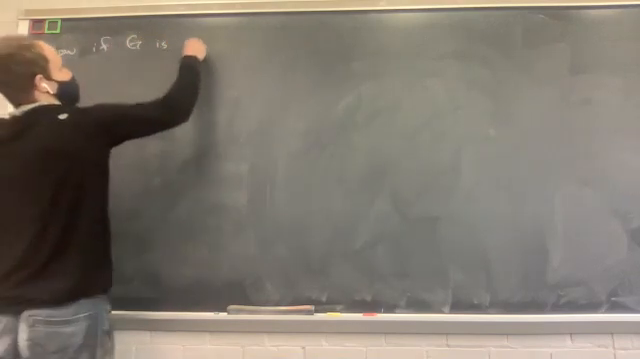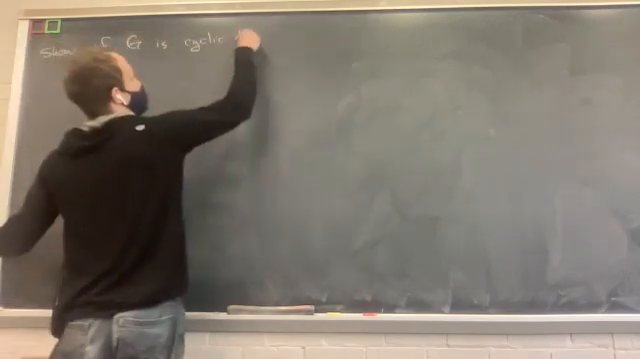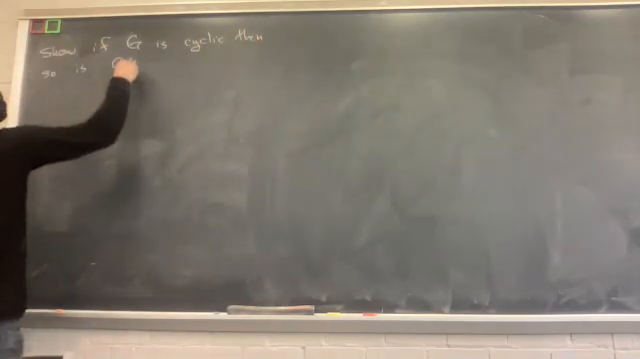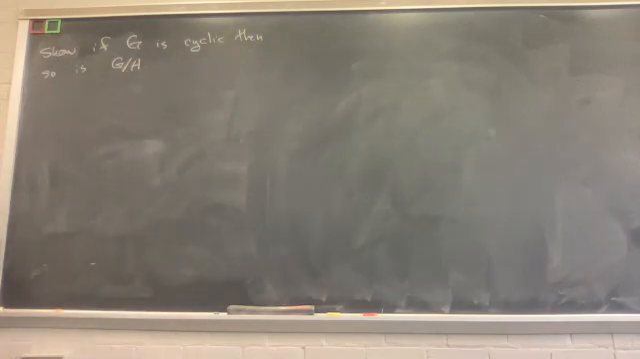Okay, so this thing says if something is cyclic, then something else is cyclic, right? So if G is cyclic, then G mod H is also cyclic. So show: if G is cyclic, then so is G mod H.